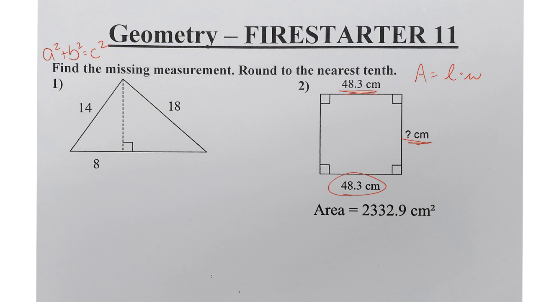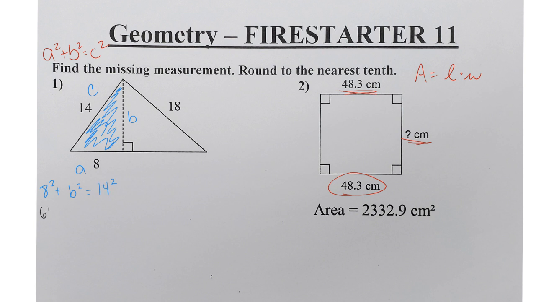Now, once again, it's going to be very similar to Firestarter 10, where I'm going to focus on this triangle first, because I don't know if the whole thing's a right triangle. If I knew the whole thing was a right triangle, that would change my setup. Remember, this is going to be C. We can call this one A, and we'll call this one B. So I'm only using the blue triangle. So I'm going to say 8 squared plus B squared, we don't know that, equals 14 squared, because that's C.